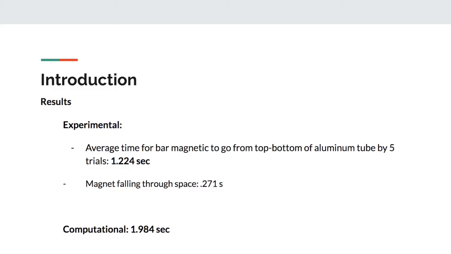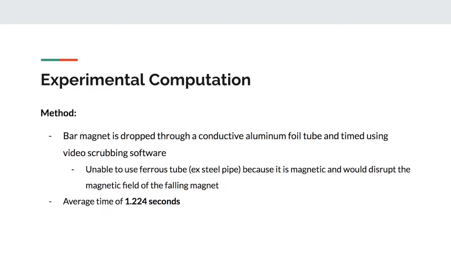After 5 trials, I found that the average time experimentally for the bar magnet to go from the top to the bottom of the aluminum tube was 1.224 seconds, while computationally I got a value of 1.984 seconds. Experimentally, the bar magnet was dropped through a conductive aluminum foil tube and timed using video scrubbing software to get an average time of 1.224 seconds after 5 trials.